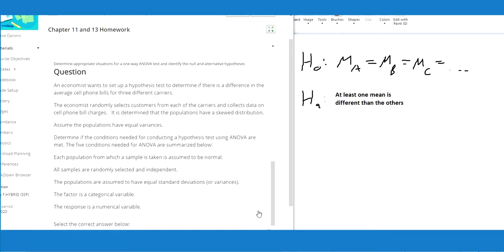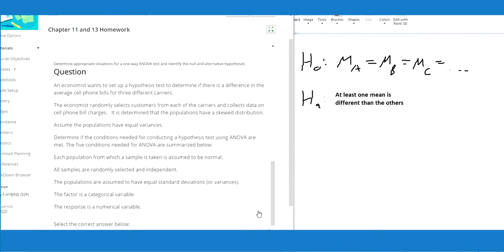Okay. Same test. The economist randomly selects customers from each of the carriers and collects data on the cell phone bill charges. So that's good. That's one of the conditions of ANOVA. You want to make sure that each sample is randomly selected and they're independent of one another. Okay, that means picking one person for the test doesn't influence picking another person.